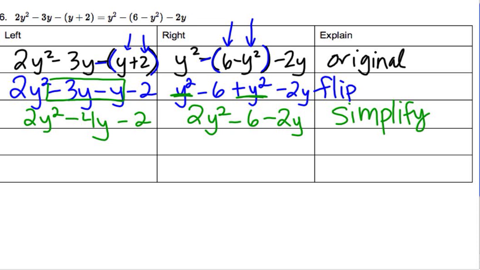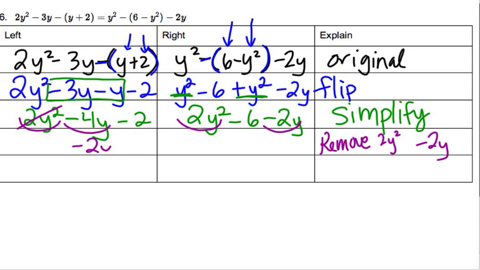Now once I wrote all of that, I noticed some things they have in common. There's 2y squared that I can remove from both sides. Okay, I also see some negative y's I can remove from both sides. So I'm going to take care of all that right now. I'm going to remove 2y squareds and negative 2y. That goes away. Negative 2y makes this only two negative y's left, and I still have the minus 2. On the right, I'm going to have the negative 2y's also go away. So now I'm just left with negative 6.